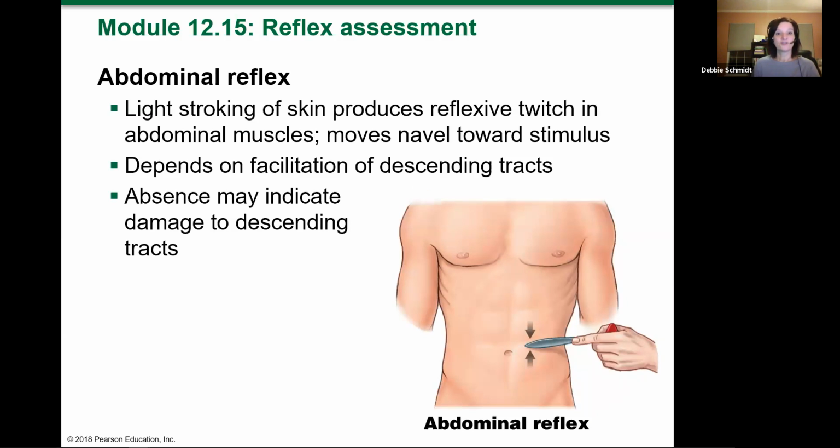Abdominal reflex: stroking the skin will contract the abdominal muscles, okay, and it moves the navel towards the stimulus, kind of crinkles up your muscles, and absence of this would indicate damage to descending tracts in the spinal cord. So those are some common reflexes.